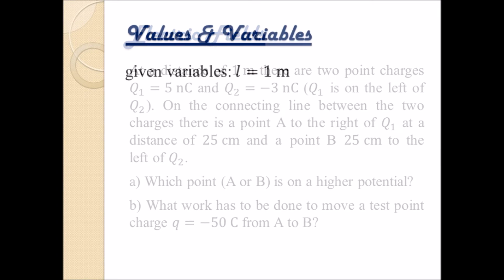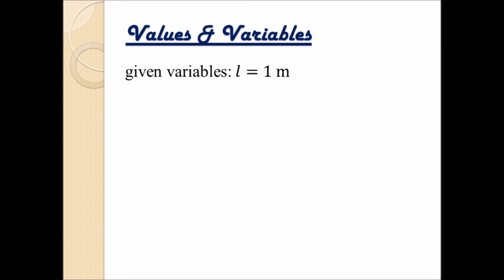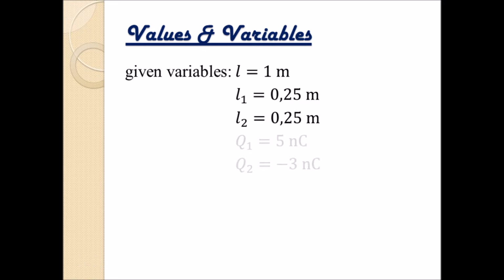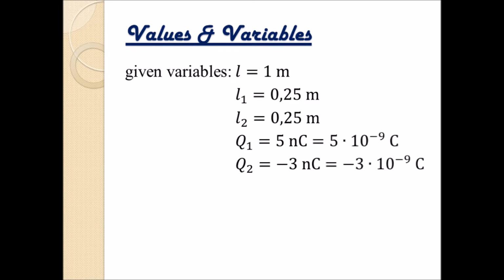So what is given? We know that the distance is L equals 1 meter and these individual points are each 25 centimeters, so 0.25 meters to the right, respectively to the left of Q1 and Q2. Then we have given the point charges themselves as 5 nanocoulomb and as minus 3 nanocoulomb. And nanocoulomb implies that it's, in case of Q1, 5 times 10 to the power of minus 9 coulomb. And Q2 is minus 3 times 10 to the power of minus 9 coulomb.